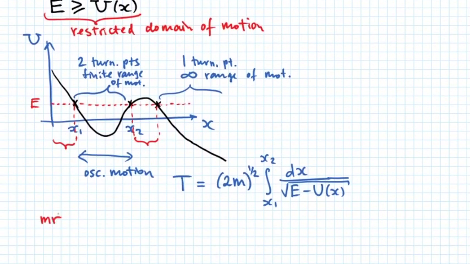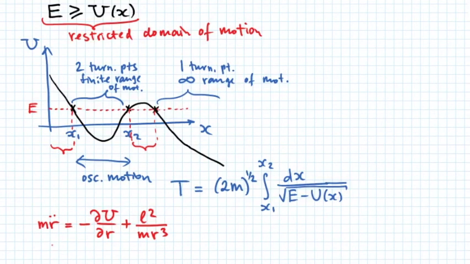Note that the radial equation of motion that we got had minus dU dr for the force plus L squared over m r to the third power. So we can introduce the effective potential that will give us this radial force: the old potential U of r, plus the term responsible for the centrifugal force, L squared divided by 2 m r squared.